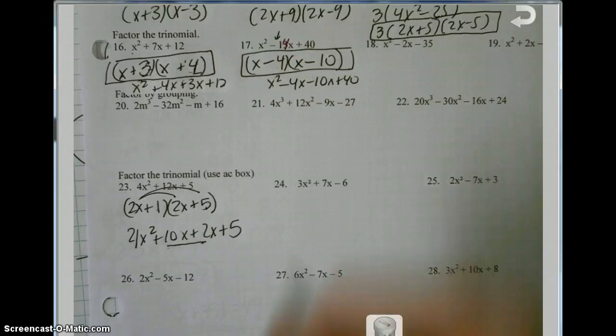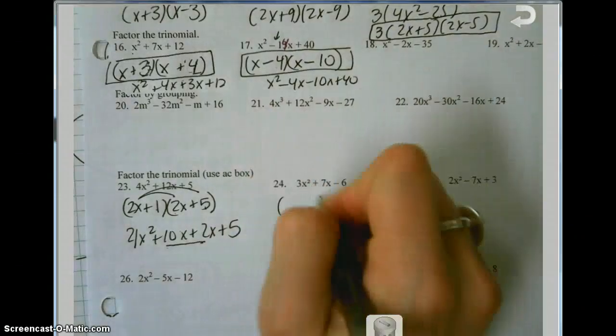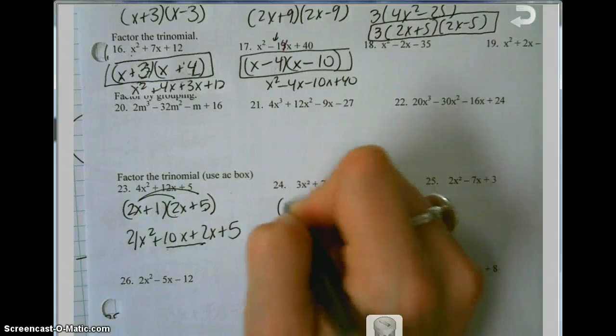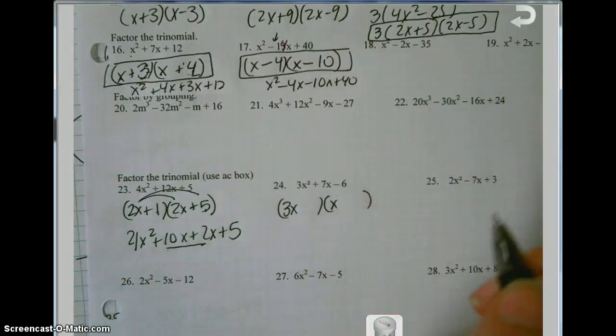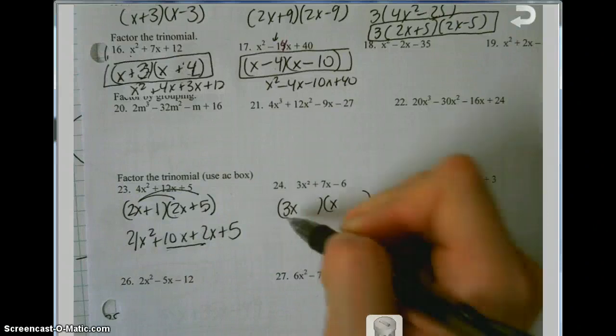So let's try number 24. Okay, to make 3x squared, you've got 3x times x. Those are the only ways. Or you could do x times 3x. Okay, that's the only way. 3 times 1 makes 3, or 1 times 3 makes 3.